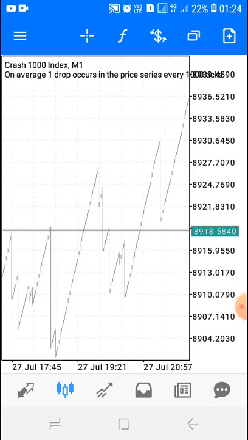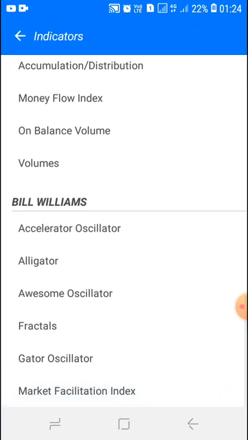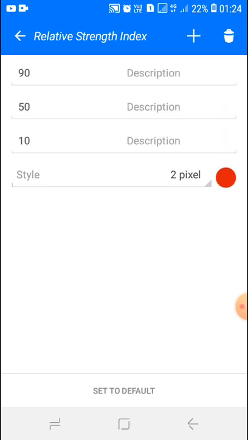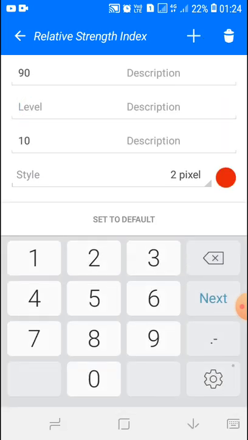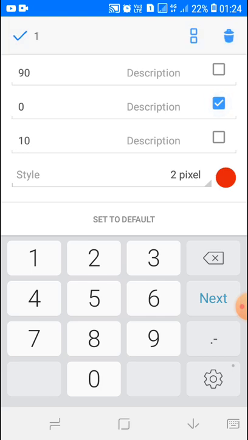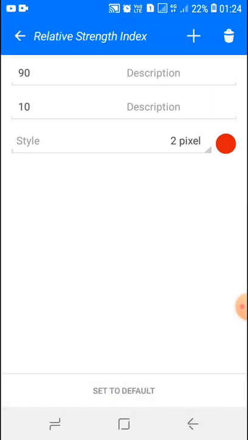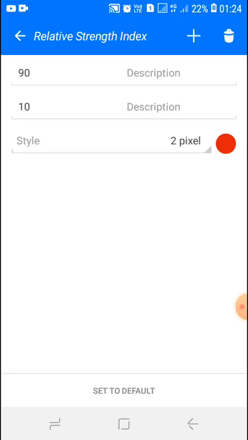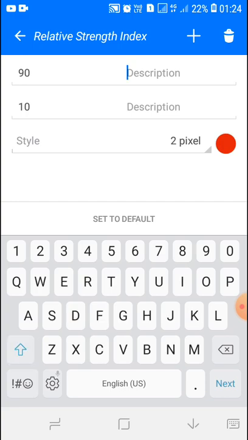So let's get started. Okay, so the first indicator we need for this strategy is going to be our RSI. Now the parameters should be like this. Your period should be 1, apply to close, styles 2 pixel blue, and just remove this 50. Your levels should be 90 and 10, and make sure that your styles is 2 pixel red. Okay, so your parameters should be like this: the period should be 1, apply to close, styles 2 pixel blue, levels 90 and 10. Now this is going to be our sell, and this is going to be our buy.